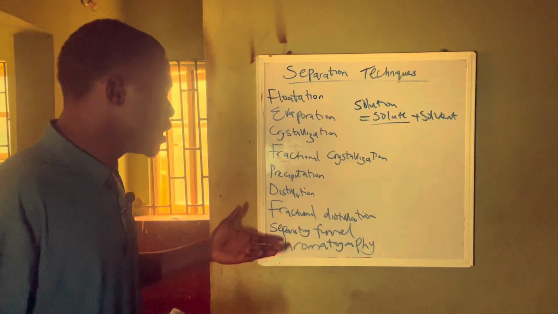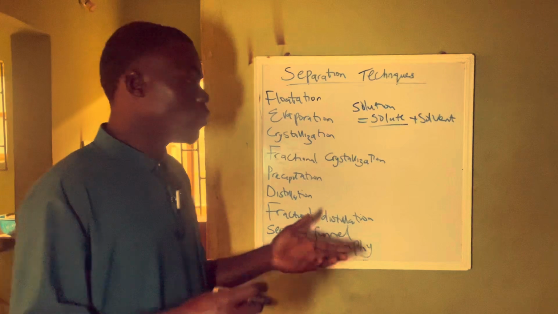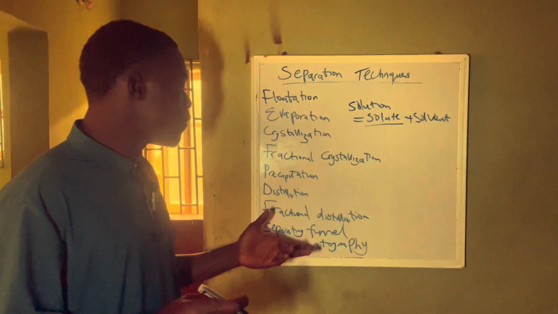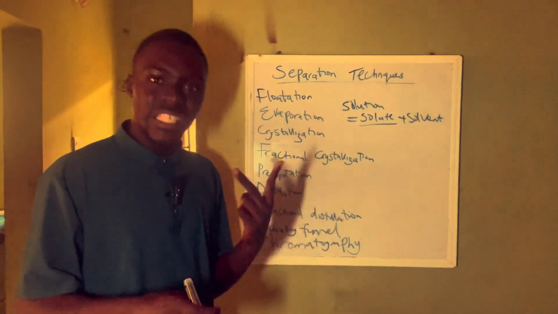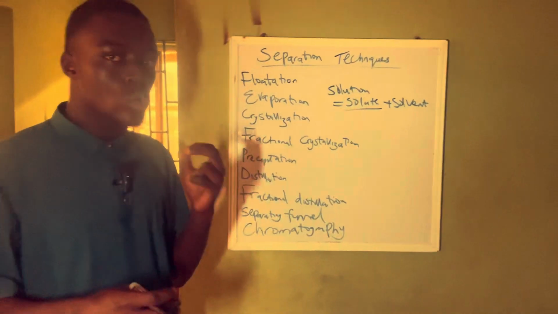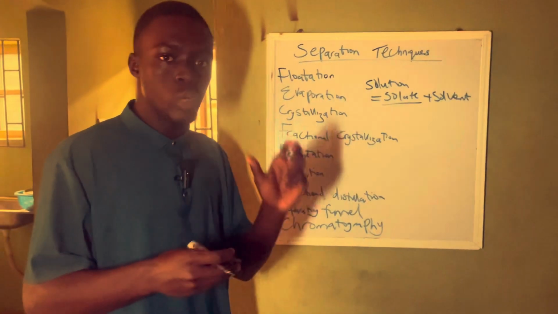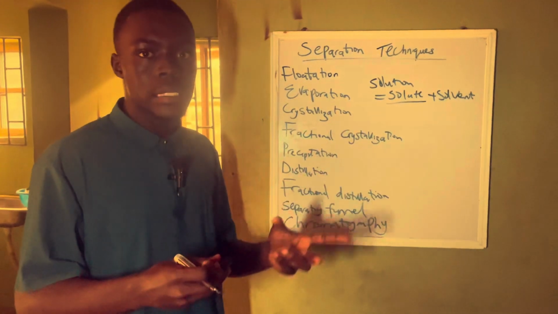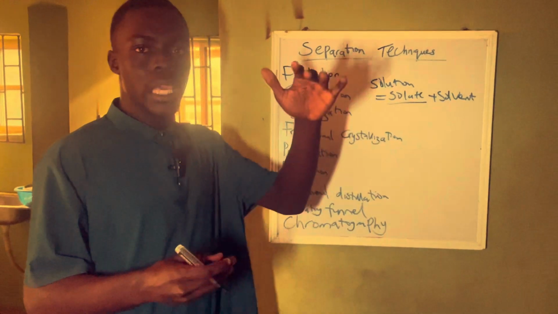So the next one is the separating funnel. Separating funnel is used when you have two immiscible liquids. Please note it: two immiscible liquids. Two liquids that do not mix. So, there's going to be a portion of them.